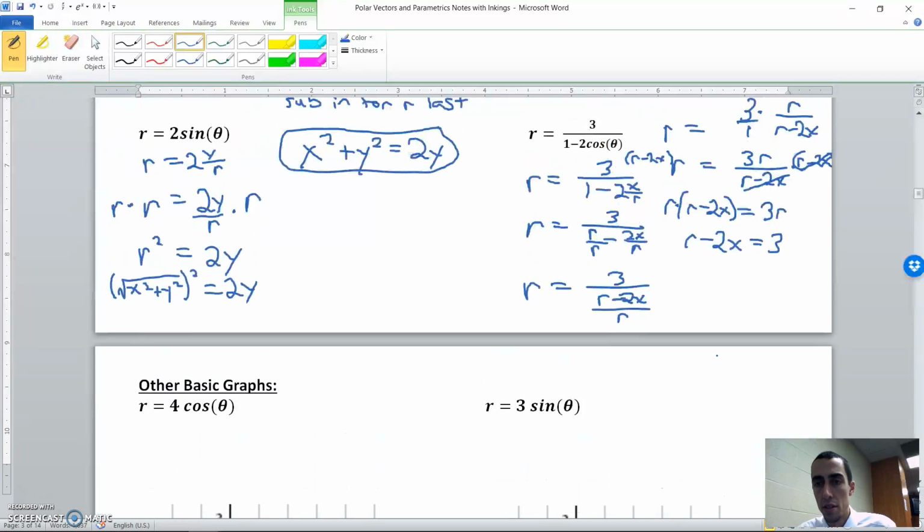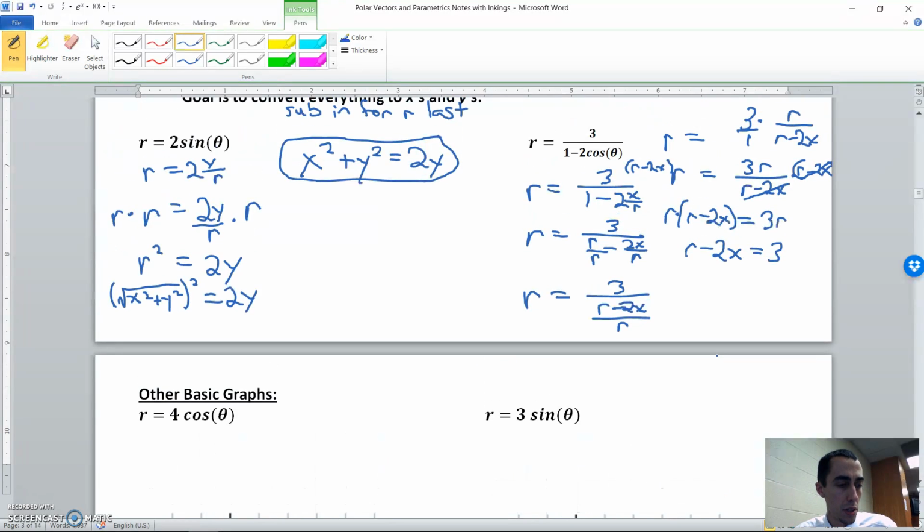Then we can substitute in place of that single r that we've got, because r equals the square root of x squared plus y squared, minus 2x equals 3. And at this point, we've got just x's and y's, and we're going to keep it like it is for now.